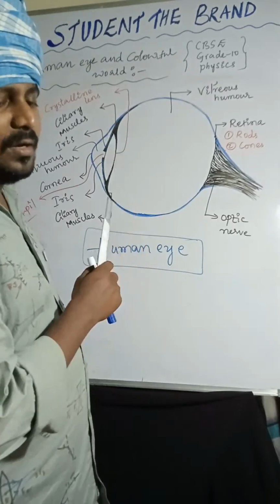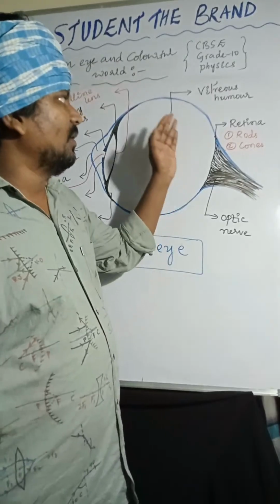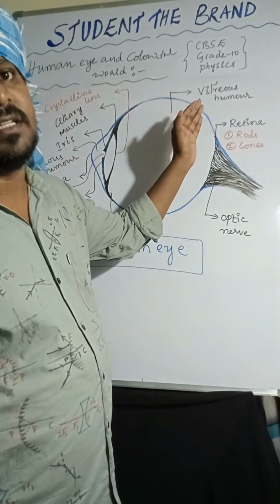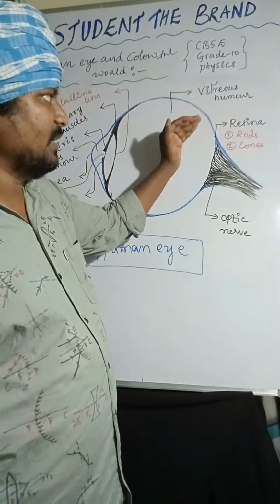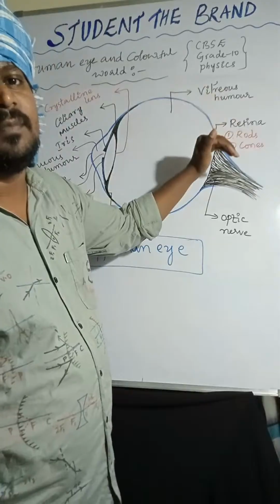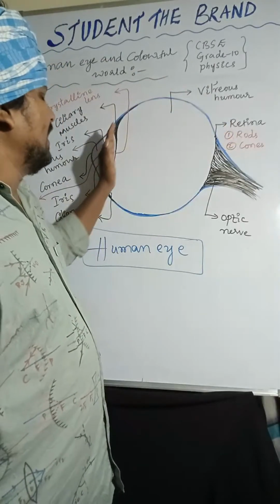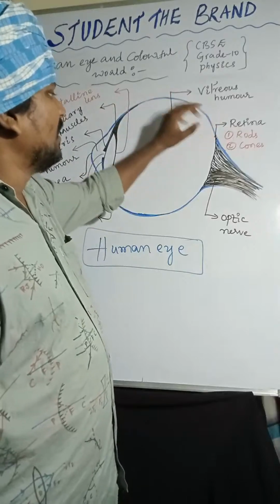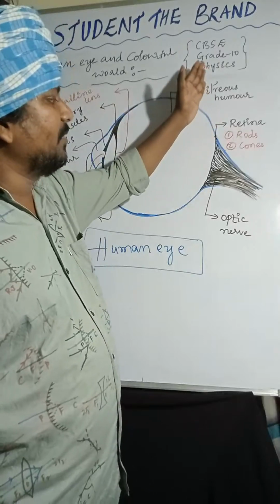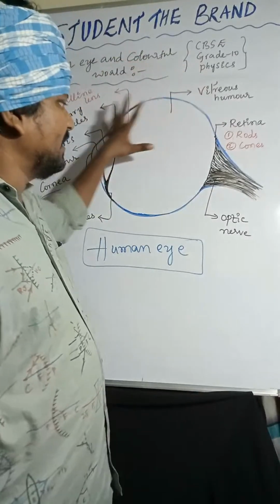The retina is the light sensitive screen. There are two types of cells, rods and cones, which are light sensitive cells. Rods help with the intensity of the light, cones help with the color of the light. The vitreous humor is a jelly type liquid present between the eye lens and retina. This entire portion is filled by the vitreous humor, which gives sufficient force and pressure to maintain the shape.